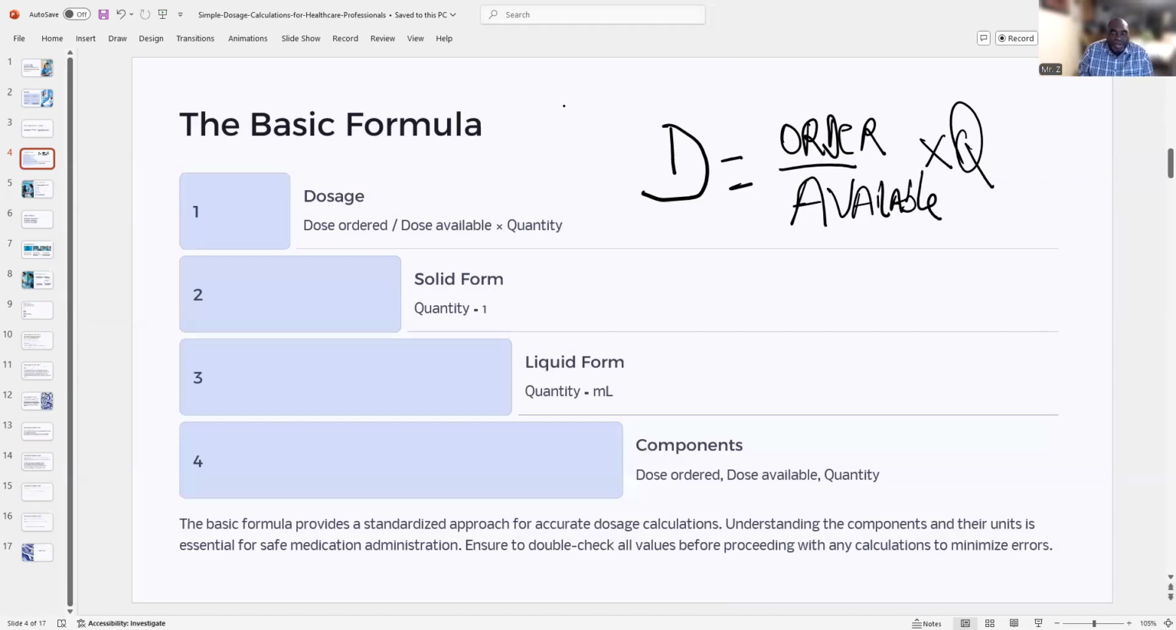And when you're dealing with a liquid form of medication, your quantity will be expressed in milliliters. So you will have to deal with the dose that has been ordered, the dose that is available, and your quantity. In this example that we just learned, the doctor prescribed Tylenol 325 milligram. The doctor says, give your baby 1 tablet of Tylenol 325 milligram.